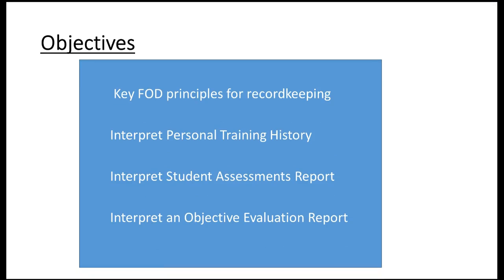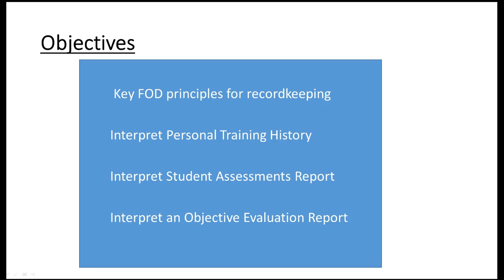Our goal in this module is that you should walk away with 4 capabilities. 1. You should be able to state from memory the key principles underlying the record-keeping practices associated with ISS crew member training. 2. You should be able to navigate to and interpret personal training history reports for those crew members. 3. You should be able to navigate to and interpret student assessment reports for those crew members. And 4. Similarly, you should be able to navigate to and interpret an objective evaluation report for those ISS crew members. Now, you may not be familiar with these 3 reports or the report function in Fox, but we will walk you through each of them.